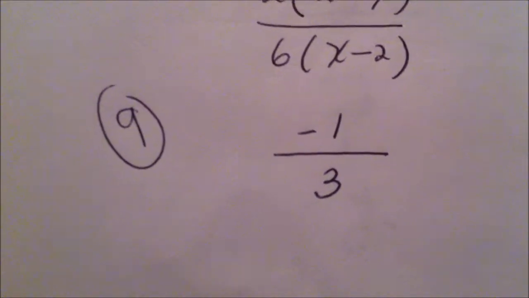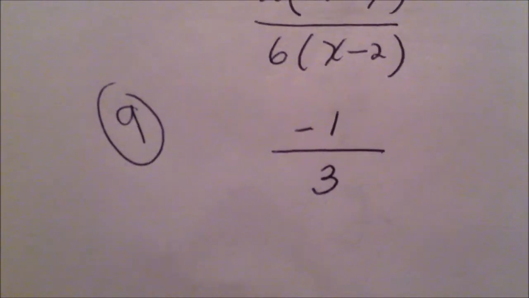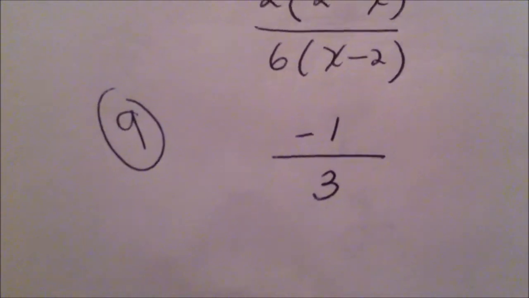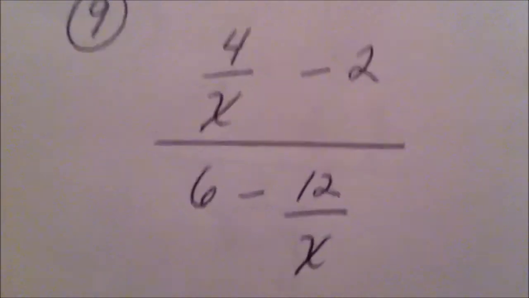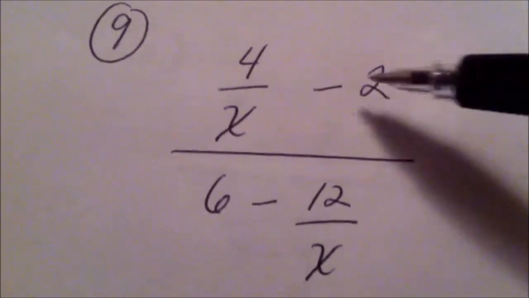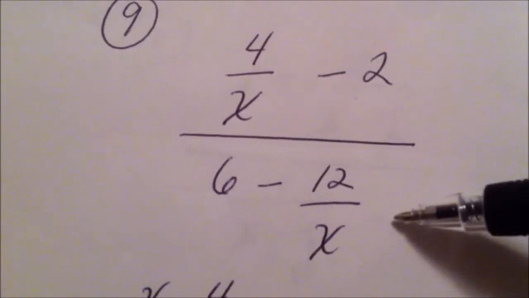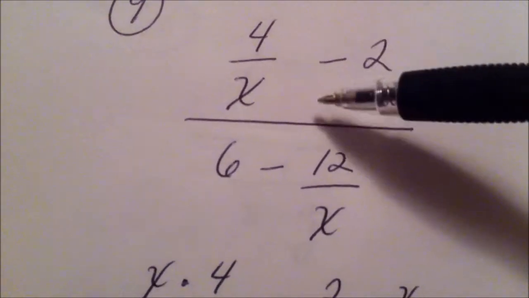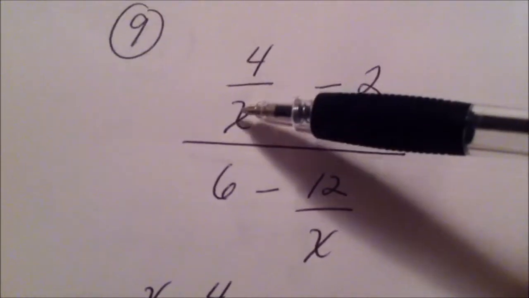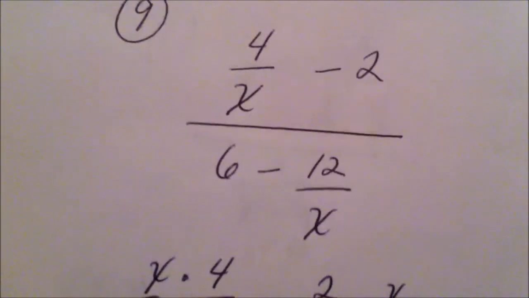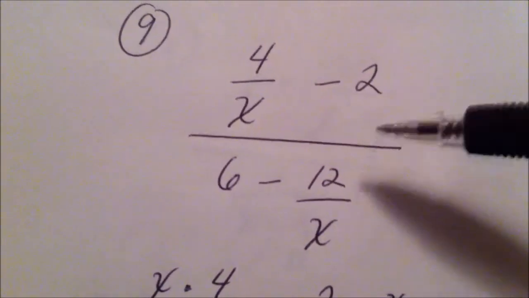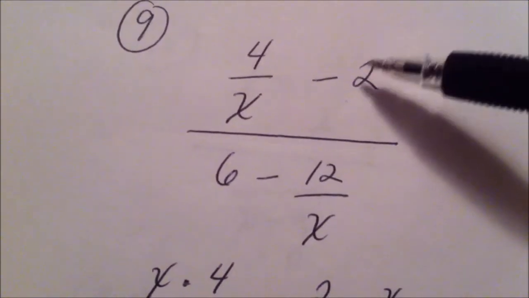Number 9 on topic 1 is negative 1/3, and that's the complex fractions, which a lot of you just despise. And really all a complex fraction is, is a big old fraction with some fractions inside of it. And that's why we call it complex. Our goal is to get rid of this denominator, but maintaining the fraction without changing it. So we use what we call the LCD method.